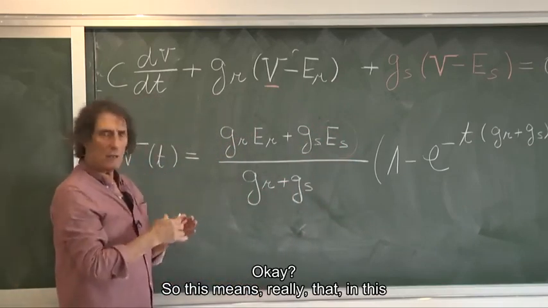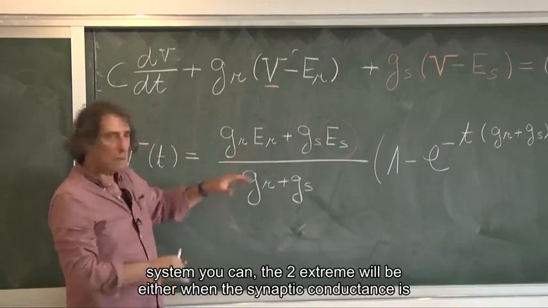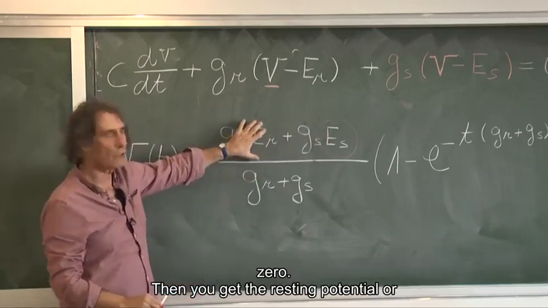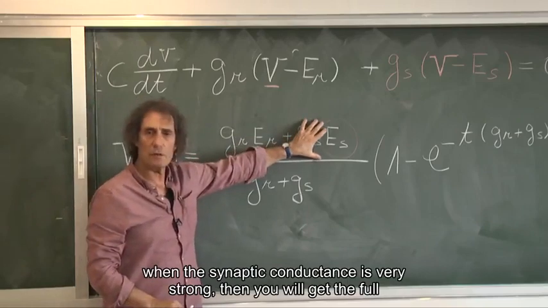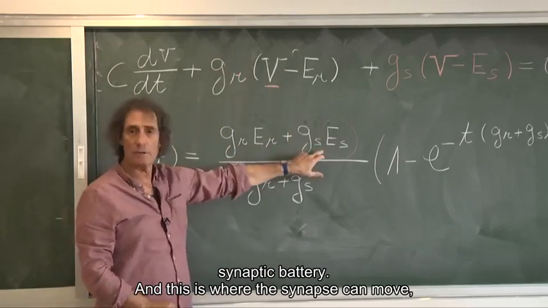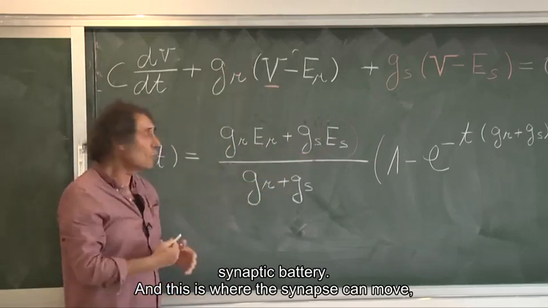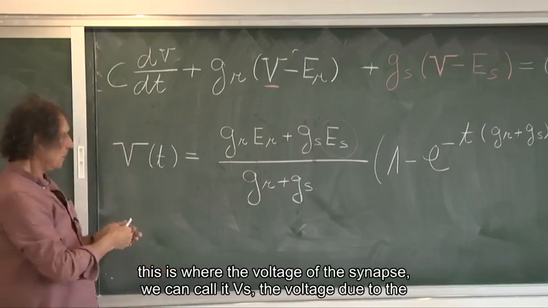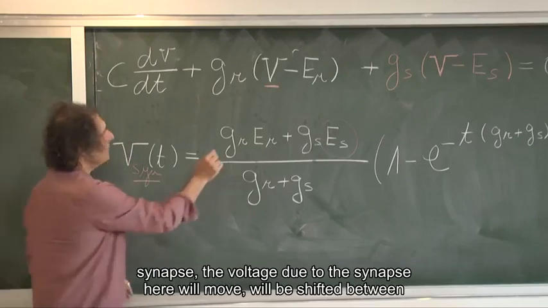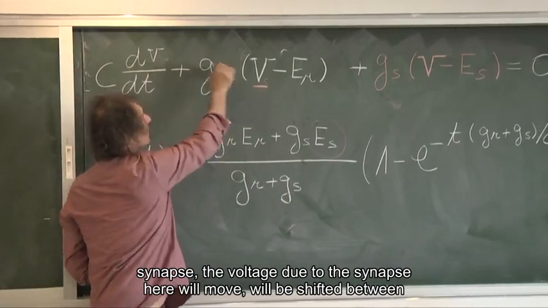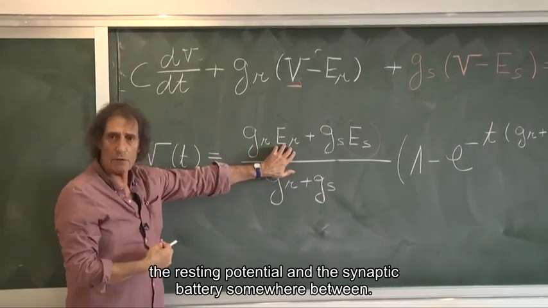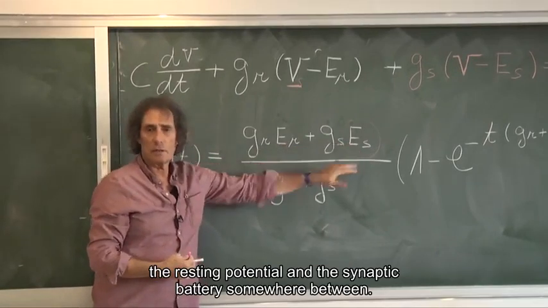Okay, so this means really that in this system, the two extremes will be either when the synaptic conductance is 0, then you get the resting potential, or when the synaptic conductance is very strong, then you will get the full synaptic battery. And this is where the synapse can move. The voltage due to the synapse, we can call it Vs, will be shifted somewhere between the resting potential and the synaptic battery.